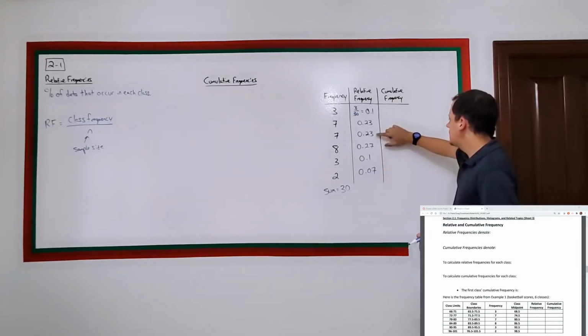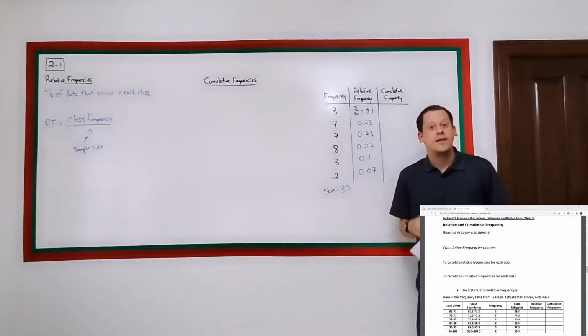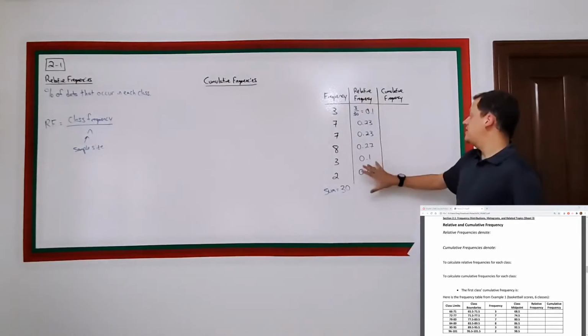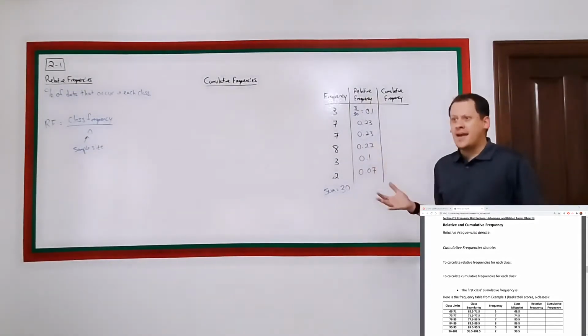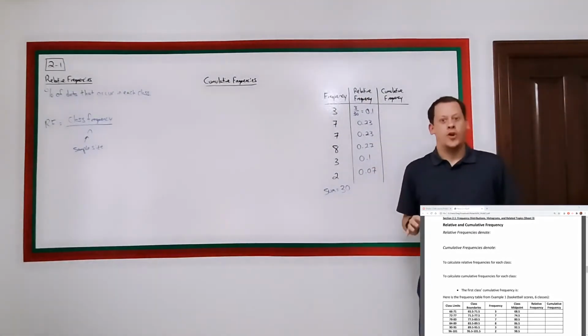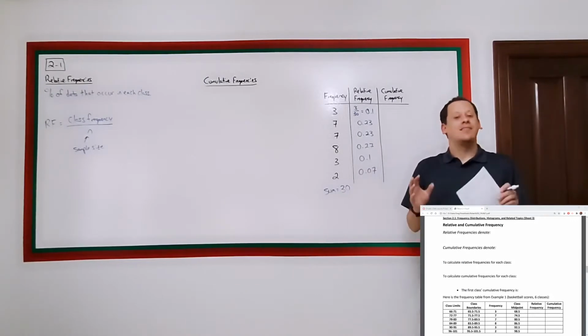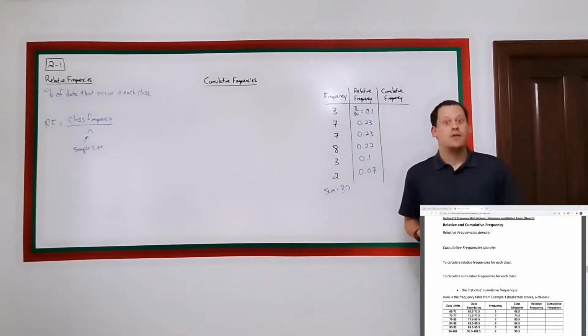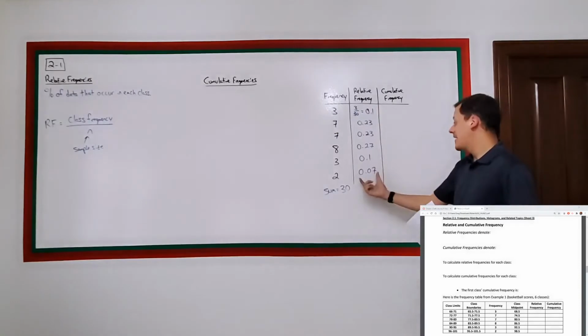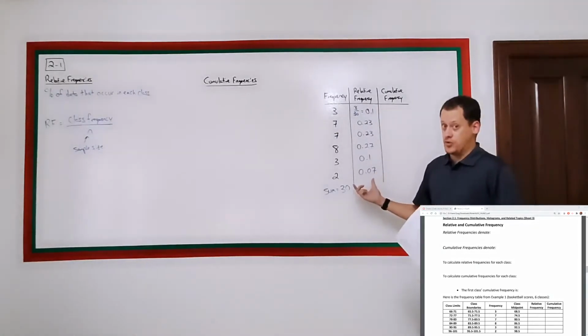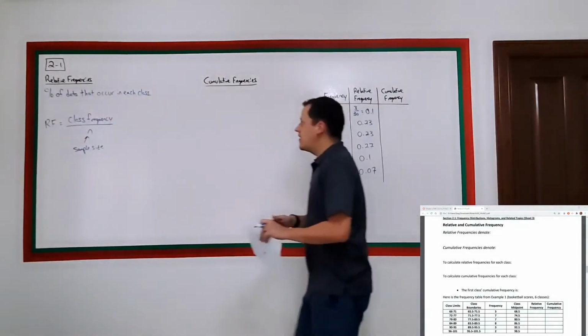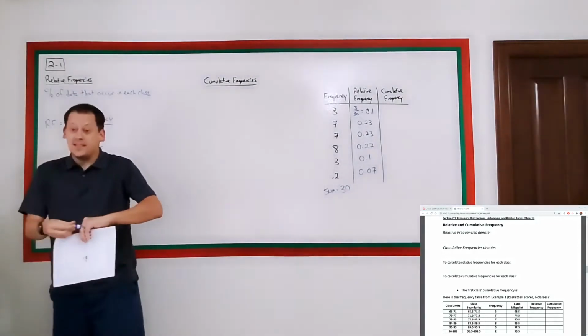We've got 20, 40, 60, 70, 80, 90. Yes, 100. Now, if you're going to be rounding some of these values, it may add up to like 0.99 or 1.01 or something like that. That's okay because it's due to the rounding. But it should be either exactly 1 or pretty close to it. So that's relative frequency. Easy enough.